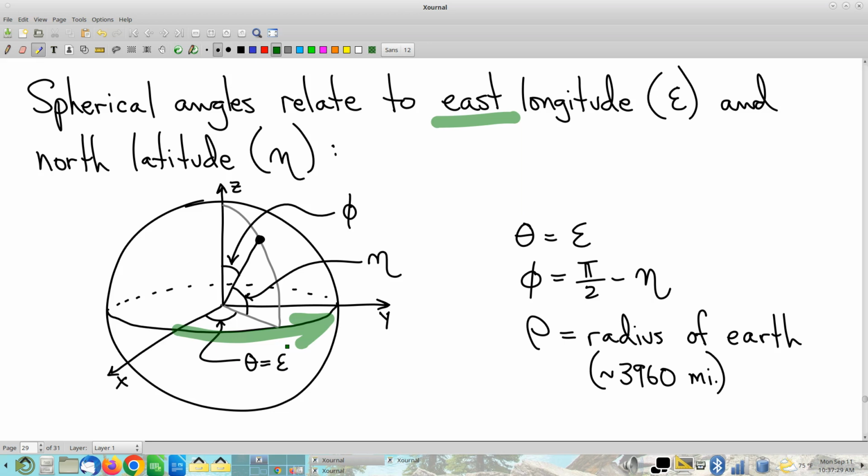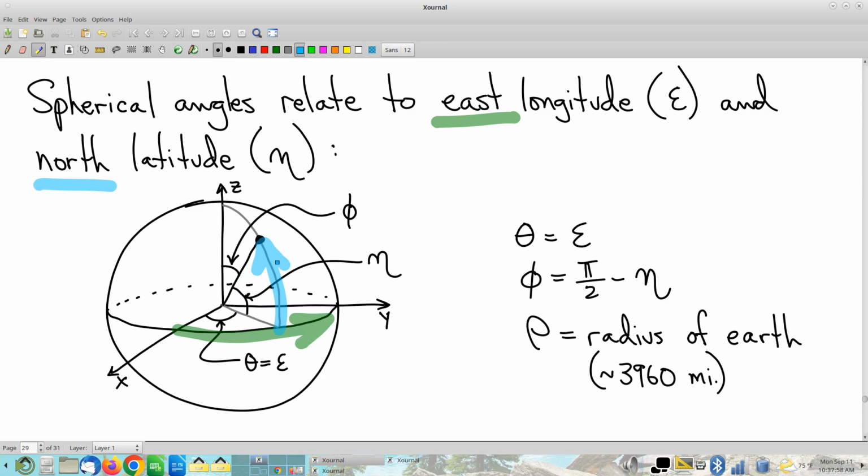So that's what I'm just going to call longitude. And then latitude, again, I'm going to use the word latitude to refer to north latitude measured northward from the equator. Okay, so again, in this discussion, longitude always means east. If I want to go west, it'll be a negative value, right? And latitude is always measured northward. If I want to go southward, it'll be a negative value.